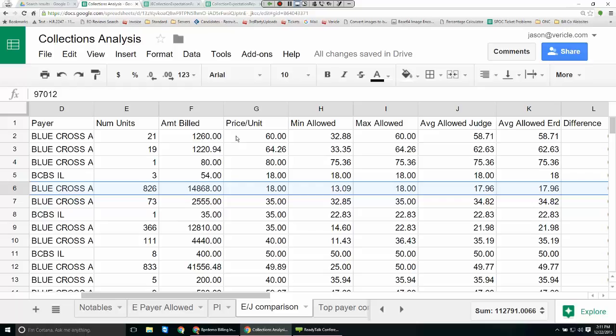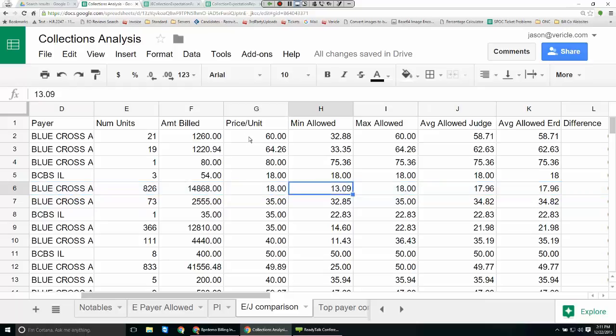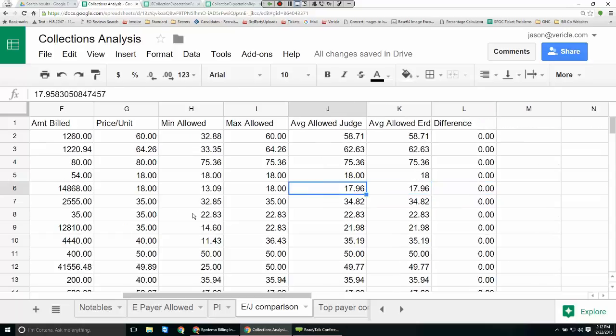And they had, in their history, this is a 6-month history that we're looking at, $13.09 as their minimum allowed amount, and $18 is their maximum allowed amount. If you look at the average allowed amount that this practice is getting, it is $17.96. So it's very, very close to the maximum allowed amount. We compared both providers within this same state, and we found that both providers were getting exactly the same allowed amounts. Their difference was non-existent across all of their CPT codes. Each one was getting the same allowed amount.